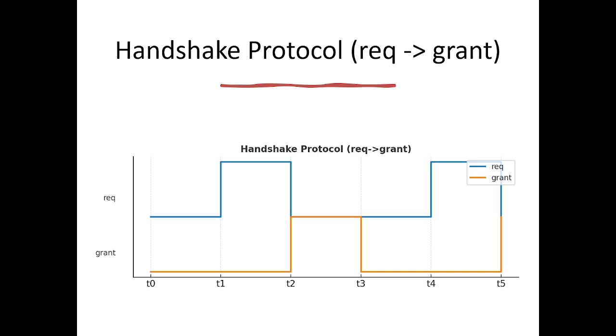Suppose this is a request and grant handshake protocol. Whenever request goes high, grant should follow in the next cycle. If this fails, the tool throws an error message. This simple property ensures handshake protocols are always respected.